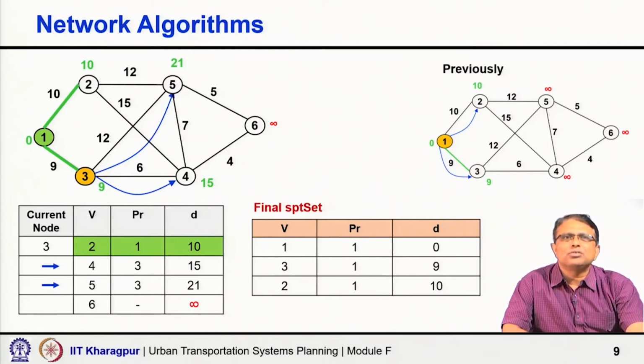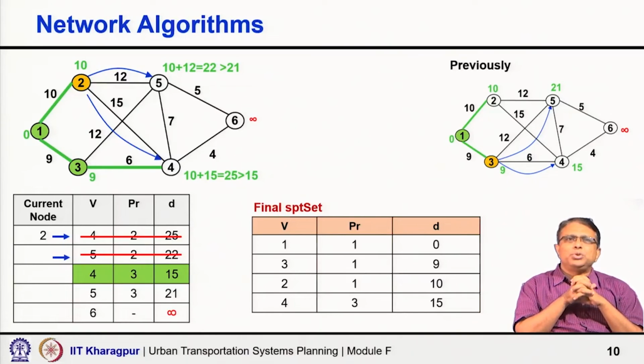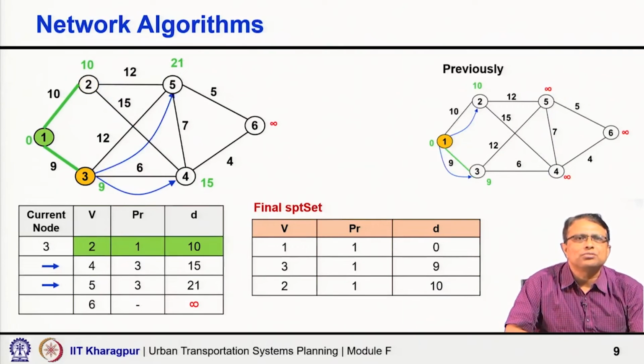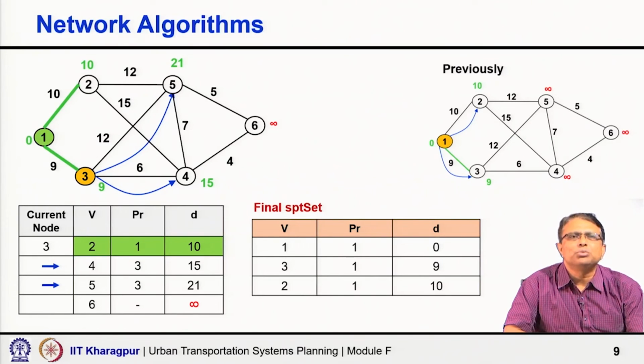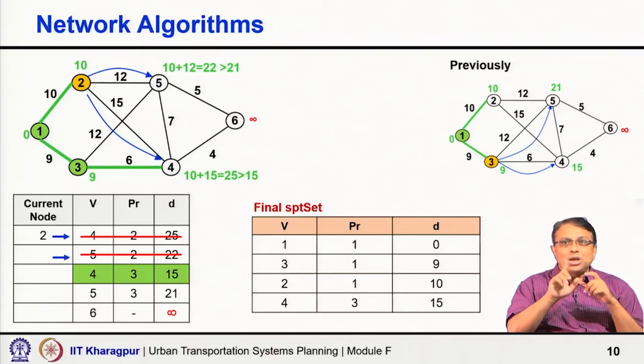So, 2 is permanently leveled. From 2 I have now explored 2 to 5 and 2 to 4. Now, if I go to 5 from 2, my cost is 10 plus 12, 22. What was my earlier cost? My earlier cost was 21 from 3. So, 21 is lesser than 22, so I do not update. Although I am exploring new connections, I do not update.